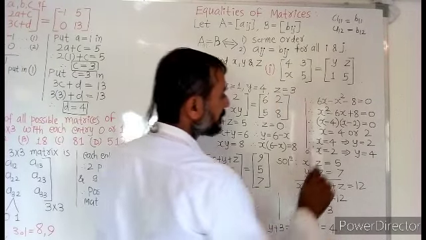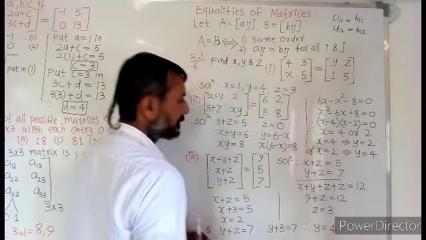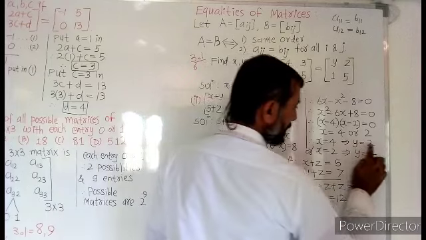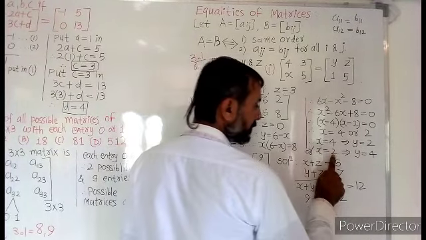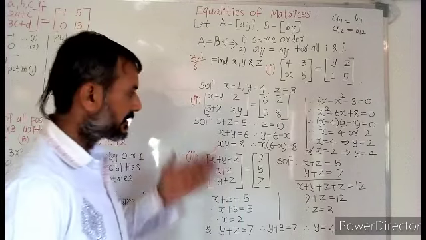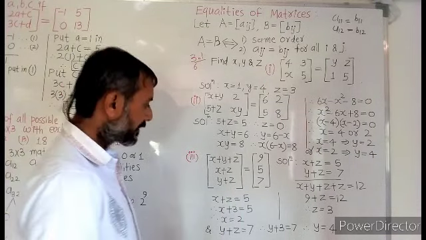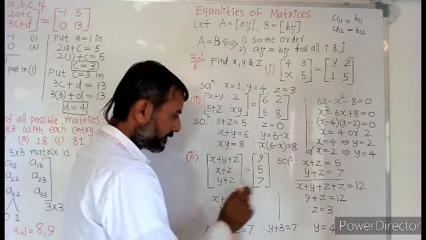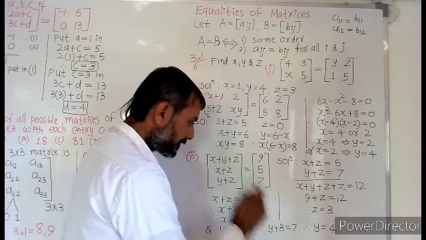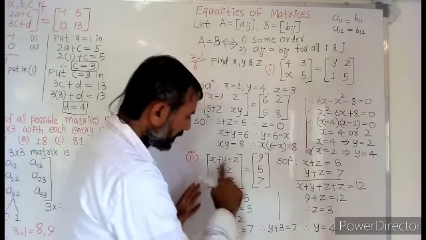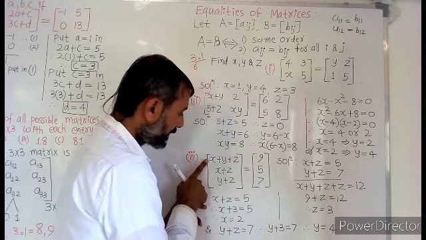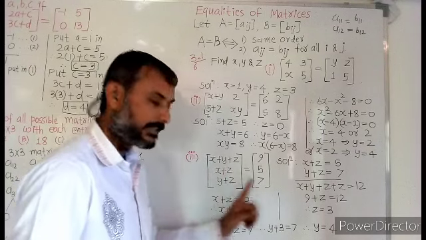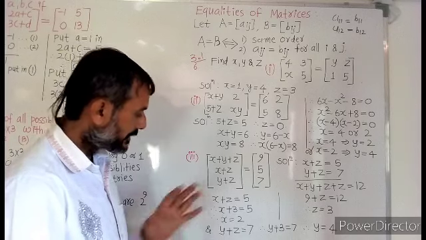So what happens if x is 4? Then y is 6 minus 4, which is 2. Similarly, if x equals 2, then y equals 4. This is the second example. Third example: x plus y plus z equals 9, x plus z equals 5, y plus z equals 7. Two matrices are given equal, so their corresponding elements are also equal. So we compare: x plus y plus z equals 9, x plus z equals 5, y plus z equals 7. This is a very simple example.